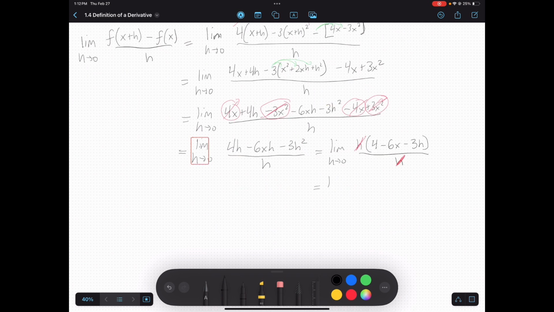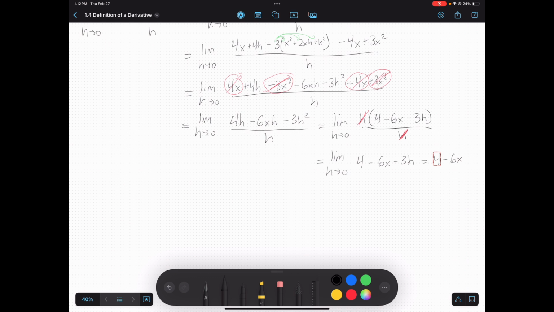So that leaves me with the limit as h approaches 0 of 4 minus 6x minus 3h. Now I can plug in 0, right? I don't have h in the denominator anymore. I can go ahead and plug in h equals 0, and I'm left with 4 minus 6x. Interesting. So I'm able to come up with a result, even if I don't specify an x value.